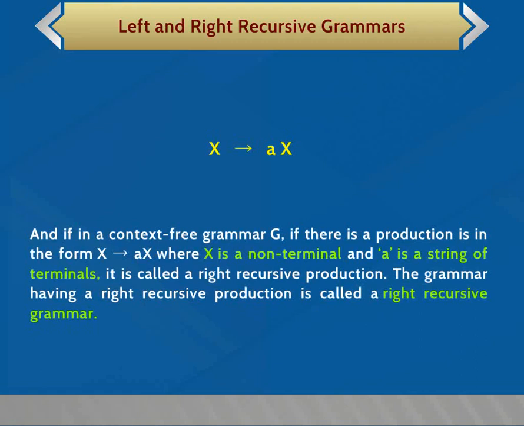And in a context-free grammar G, if there is a production in the form X provides aX, where X is a non-terminal and a is a string of terminals, it is called a right recursive production. The grammar having a right recursive production is called a right recursive grammar.